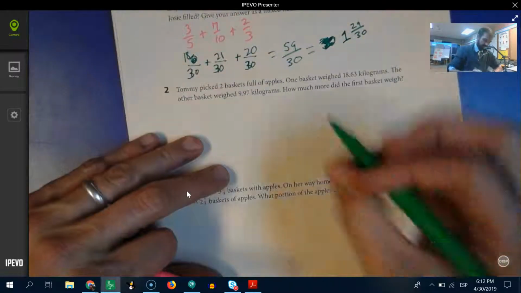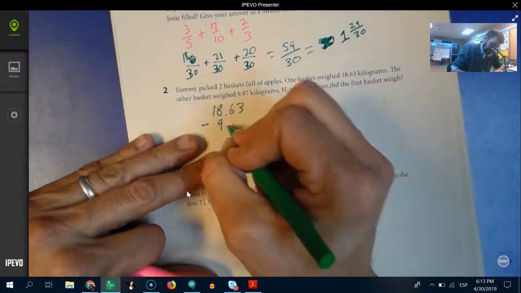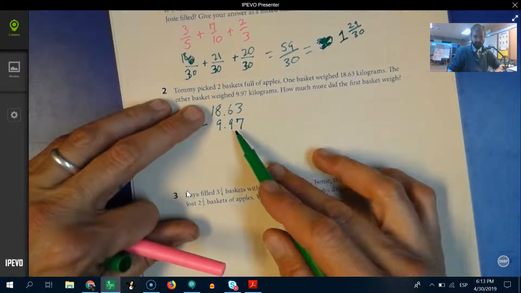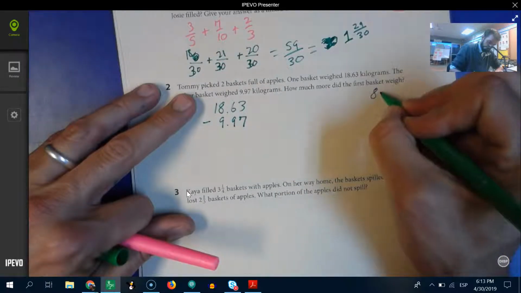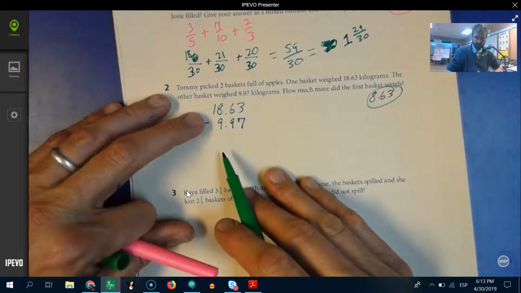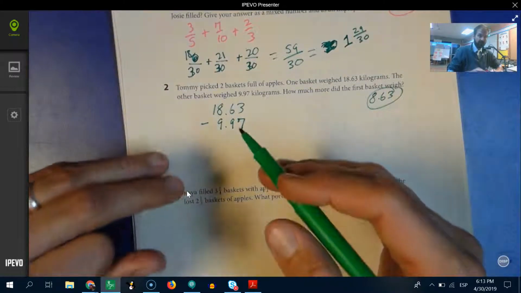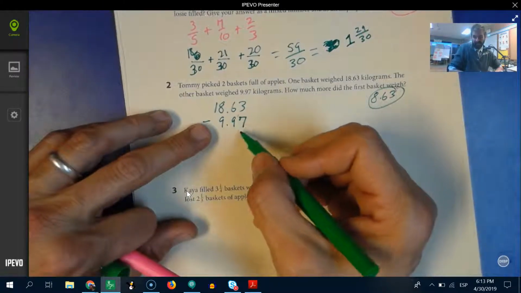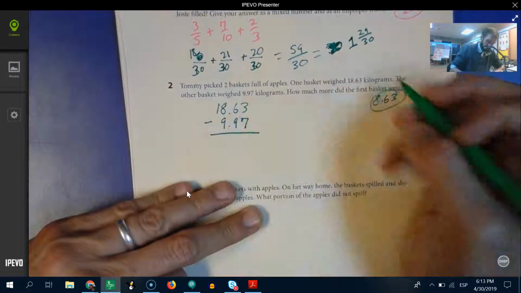So I have 18.63 and I'm subtracting 9.97. I'm going to round this quickly to 10. So that's going to give me somewhere around 8.63 as my estimate. And really, I think we have to keep the distance the same. Right, that's what I'm going to do. So I'm going to change this to 10 because right now 9s are tricky when I'm subtracting. I have to do all the carrying and stuff. So I'm just going to change this problem.